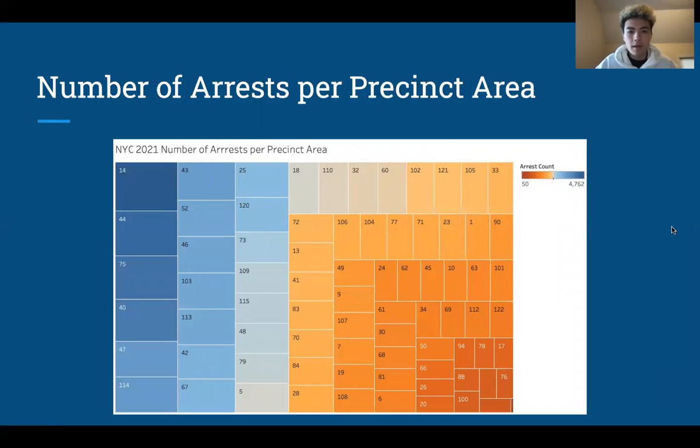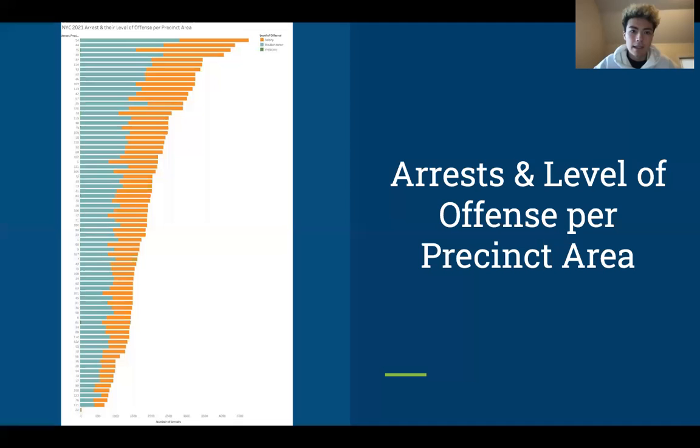The number of arrests per precinct area here is shown by the size of the squares, as well as the bluish colors showing that there were more arrests in those areas. So as you can see, the precinct areas of 14, 44, 75 contain the most arrests, and we would suggest for those precincts to invest more resources in those areas.